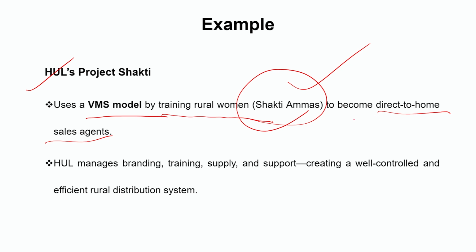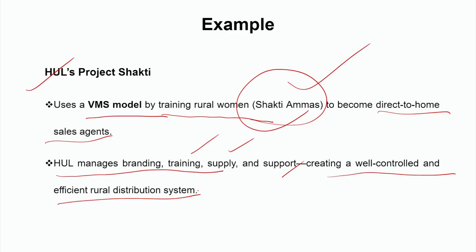So Project Shakti has done this, and we have received successful results with this, and we have worked upon the employability of women entrepreneurs. So we see that HUL manages branding, training, supply and support, creating a well-controlled and efficient rural distribution system. It means these Shakti Ammas collect at one place, and when they go door to door to different villagers, they carry those products, and if required, they will supply to those consumers. So they are creating a demand, distributing it, and getting financial support for that.